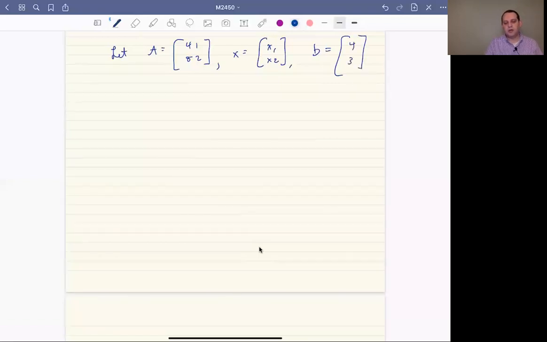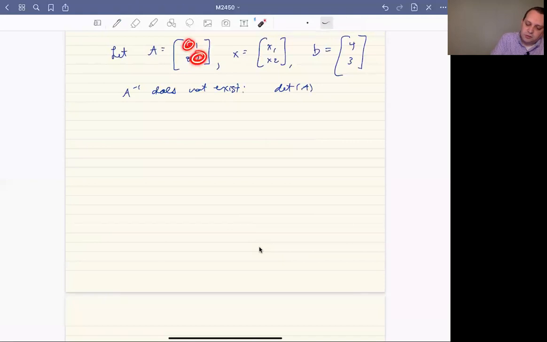So what I want to do is think about solving the system, and let's think about what's going to happen. All right, we can do this a few ways. The first thing that I'm going to point out is that A inverse does not exist for this example, because what's the determinant? The determinant is going to be 4 times 2 minus 8 times 1, which is 0. So that means that A does not have an inverse, and therefore the previous method can't work.